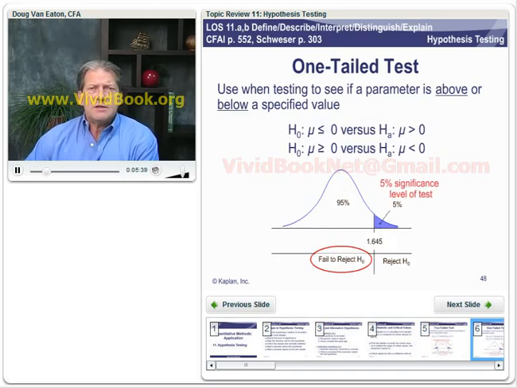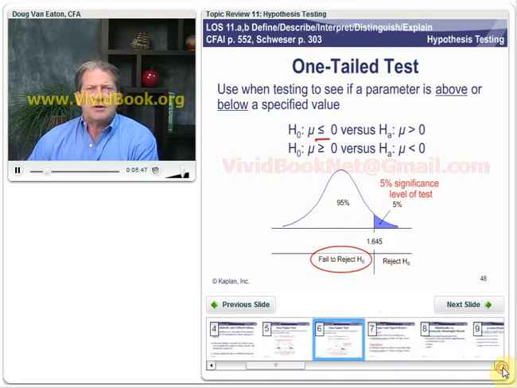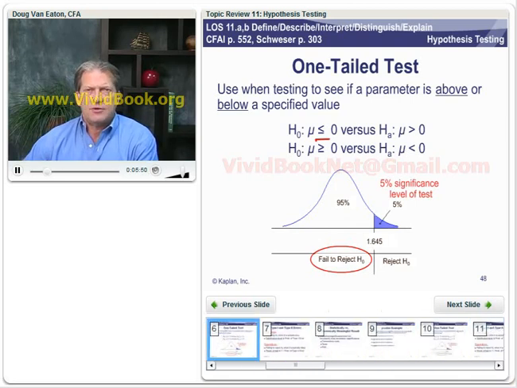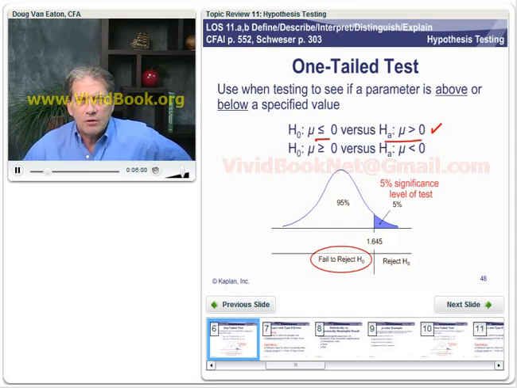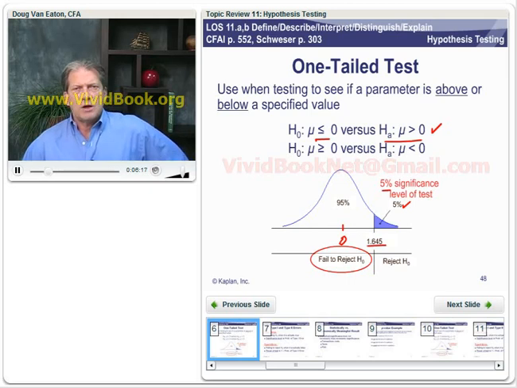Now, on a one-tailed test, our null hypothesis has the equal sign, but also a greater than or less than. So let's focus on this first null hypothesis. The mean is less than or equal to 0, versus our alternative hypothesis, the mean is greater than 0. Well, let's draw a 0 here for our reference point. Here we want a significance level of 5%, but since it's a one-tailed test, that puts 5% in our right-hand tail. So our critical value here is 1.645, or rounded to 1.65.